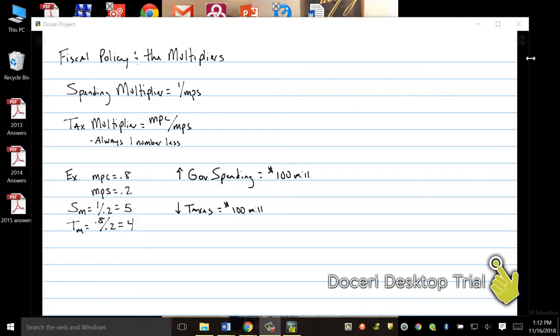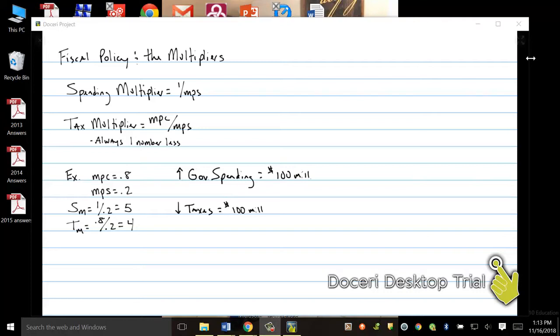Now, because taxing and spending happen in different ways, we also have a tax multiplier, and the tax multiplier is always going to be the MPC, marginal propensity to consume, divided by the MPS. Now, if you don't like the idea of trying to remember two different ways to calculate multipliers, just remember that the tax multiplier will always be one number less than the spending multiplier.